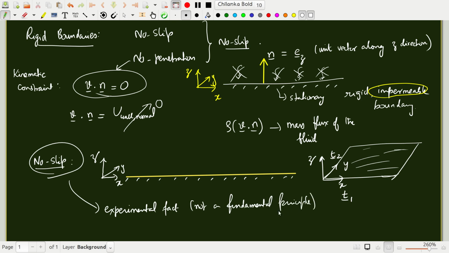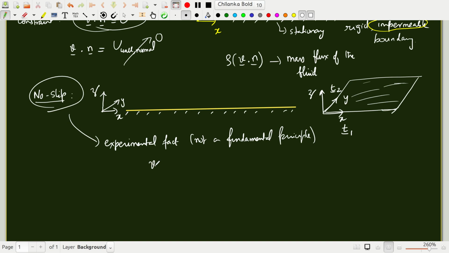States that the tangential component of the velocity also takes that of the tangential component of the velocity of the wall. Okay, so whatever that is. Now there are two tangent directions, so we have to write 1, 2. But if the wall is stationary, then these are 0.